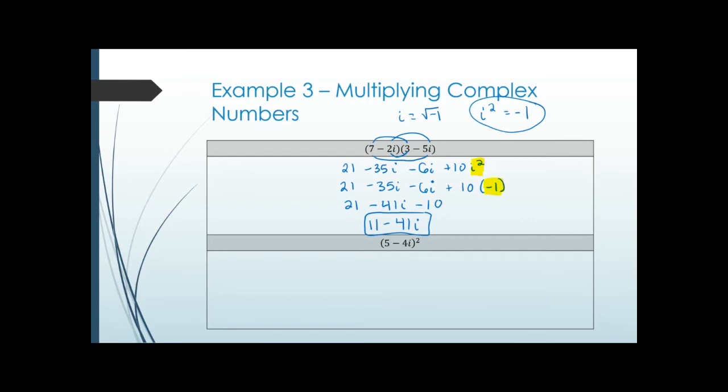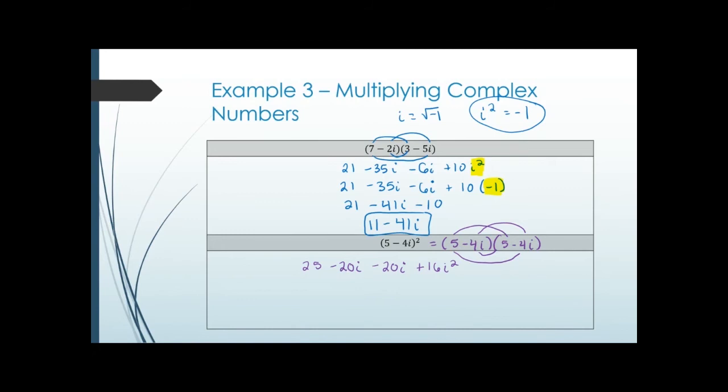Okay. Now, the second one here, we have 5 minus 4i squared. So when you have something squared, you could use your shortcuts to multiply, or you could write it twice. I like to write it twice just to make sure that I don't mess it up, and then go through the FOIL process. So we've got 5 times 5, which is 25. Then 5 times negative 4, so that's minus 20i, because I have that i there. Then negative 4 times 5, that is another negative 20i. And then negative 4i times negative 4i, so that gives me a 16i squared.